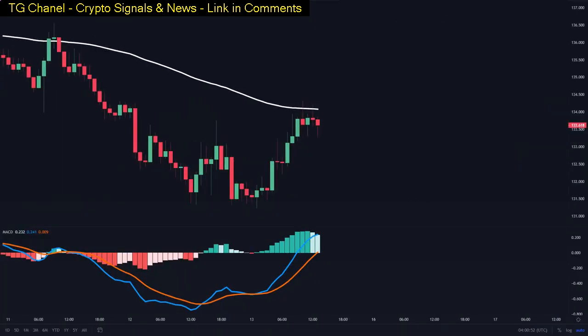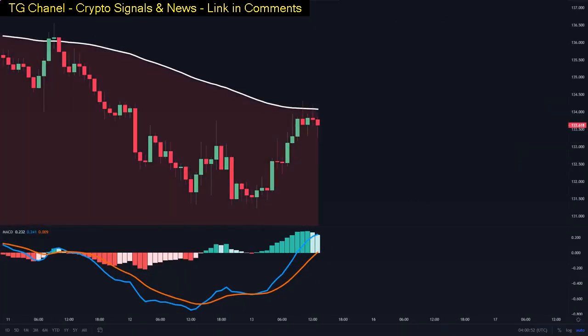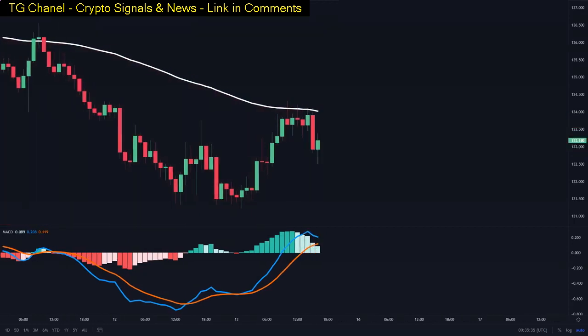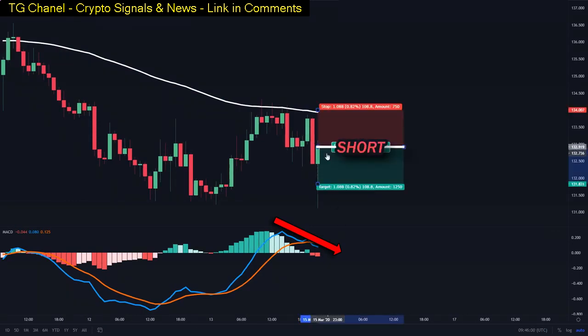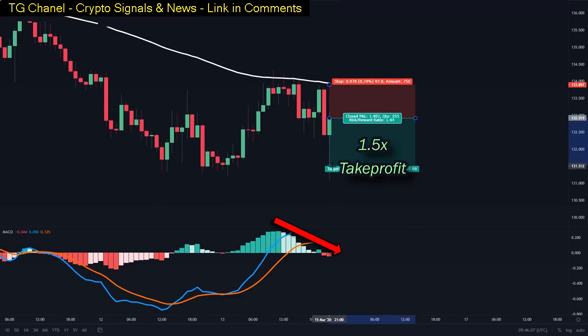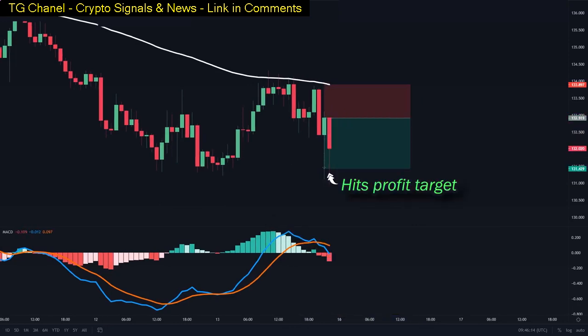In this chart, we can see that the price is below the 100 EMA, indicating that the long-term trend is down. Next, we have a cross down on the MACD, and so this will be our entry signal to go short. Now for your stop loss, place it above the nearest swing high and set your profit target at 1.5 times your stop loss. And as you can see, the price hits our profit target, and so this counts as a successful trade.